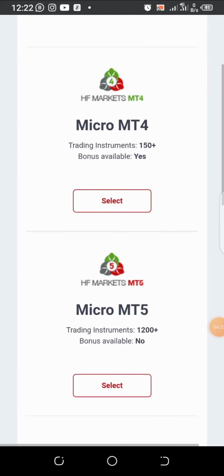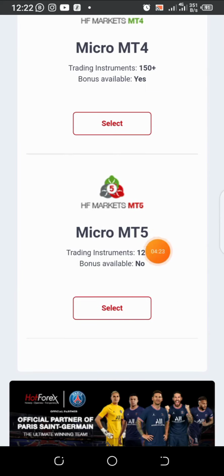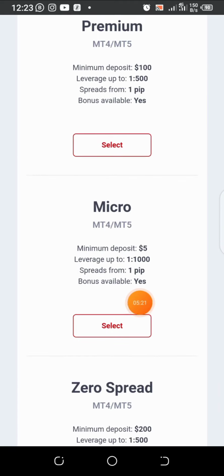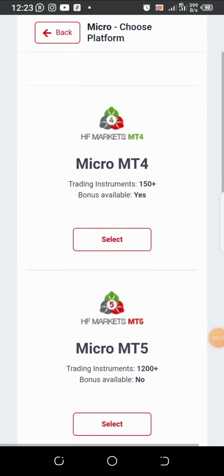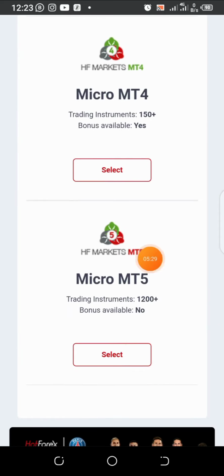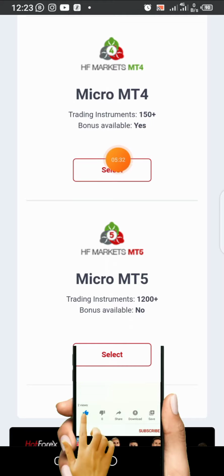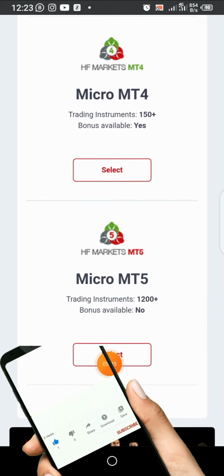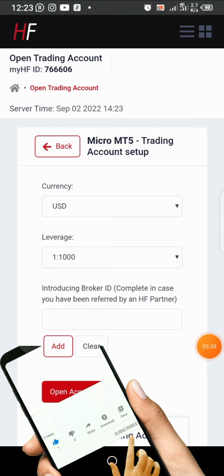I want to be using MT5, so I'm going to click on MT5. You can see MT5 has 1,200 trading instruments, while MT4 has 150 plus. This is one of the reasons why I love using MT5, because I'm going to see the full trading instruments. So I'm going to click on select. If you use MT4, a bonus is available and they will give you some bonus on your deposits, but personally I don't want their bonus. The bonus will not take me anywhere.